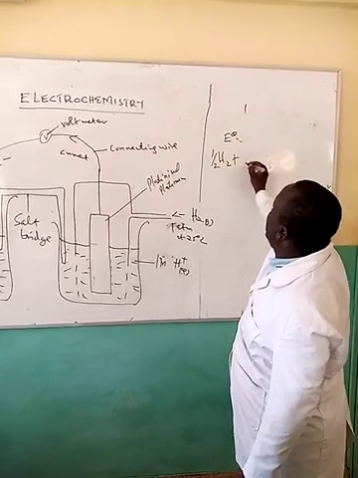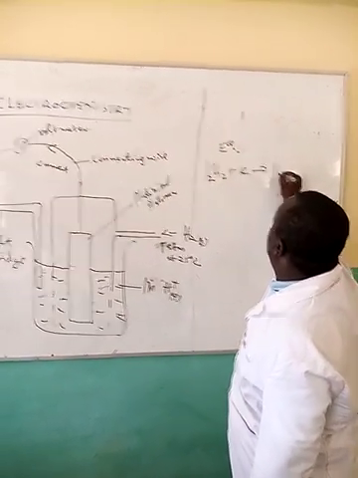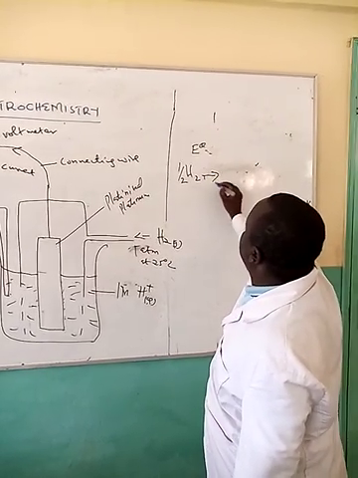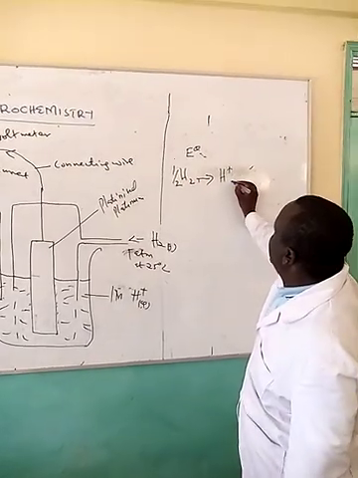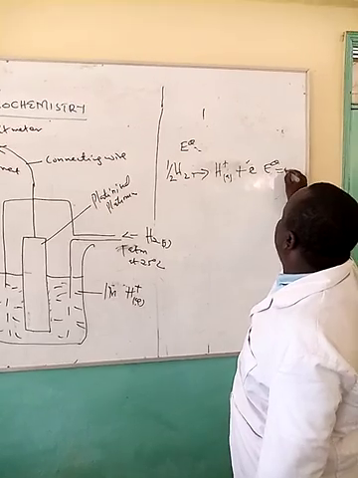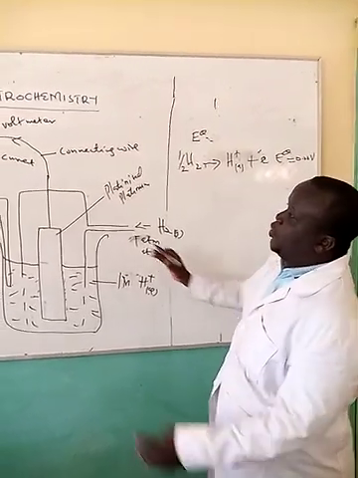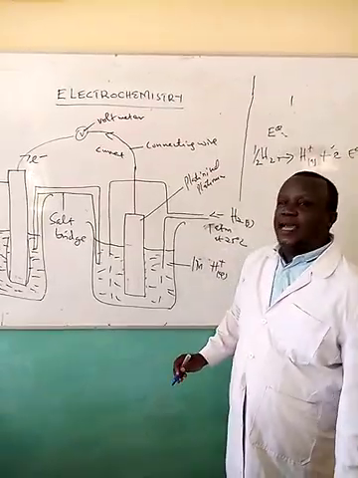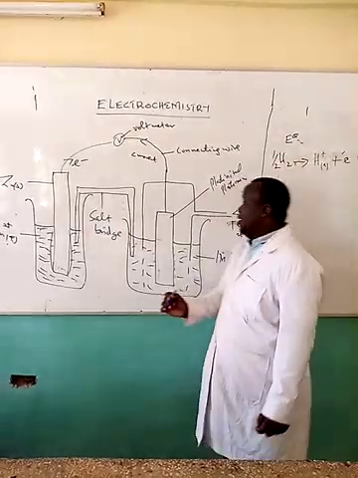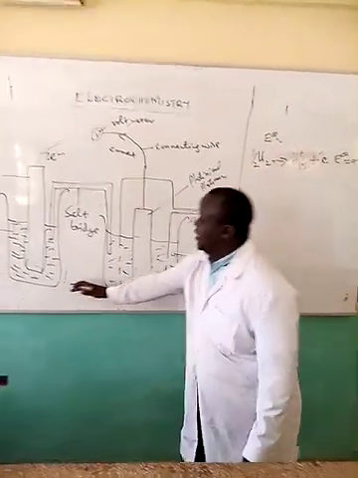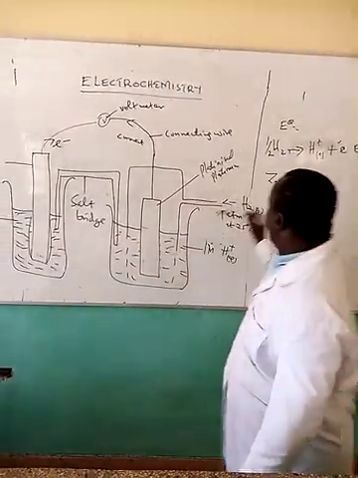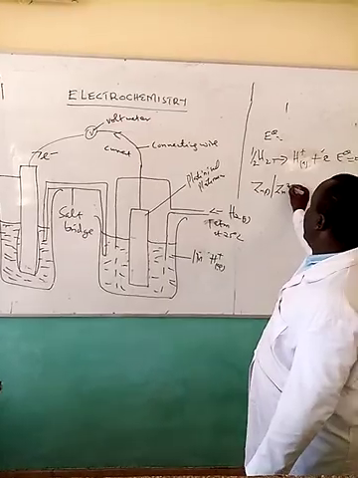Hydrogen ion accepting an electron to form hydrogen, or hydrogen losing an electron to form hydrogen ion, in aqueous state. By losing an electron, it is assigned E naught of 0.00 volts. So whatever is being deflected there is picked as the standard electric potential of that particular metal. In this case, it is zinc. So in this case here, we shall have zinc solid from the electrode goes to the solution to form zinc ions.